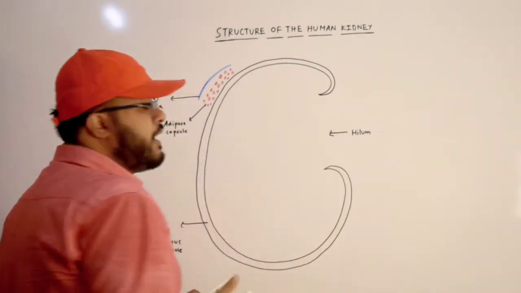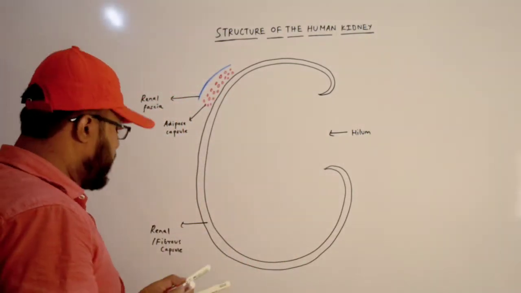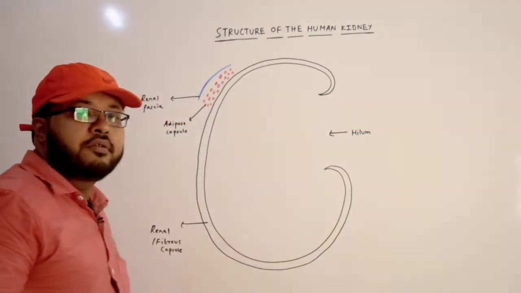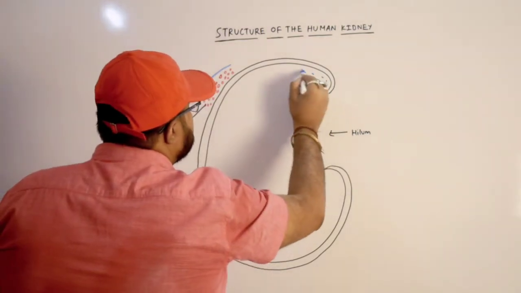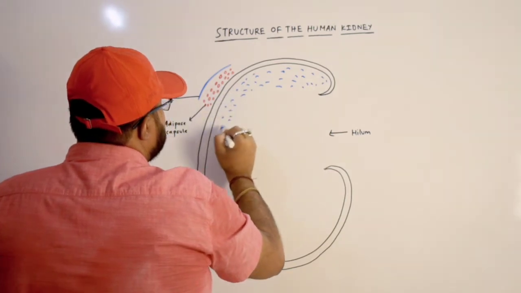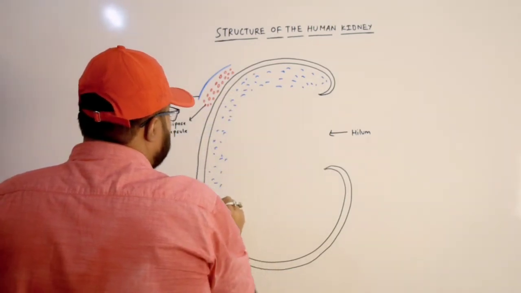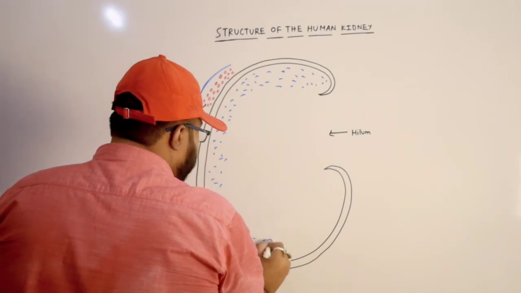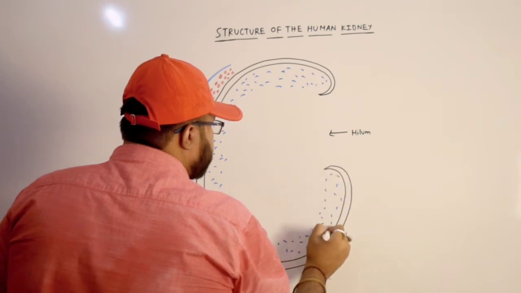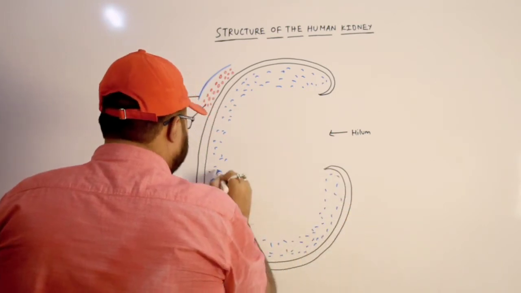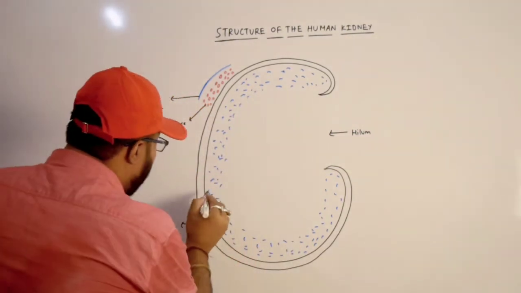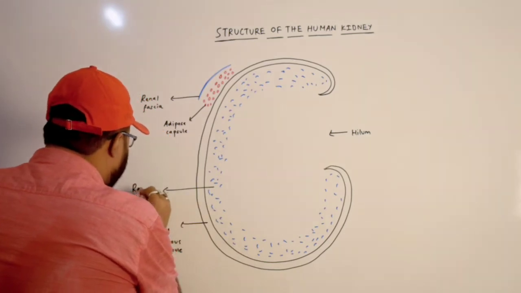Internally, the kidney is differentiated into two parts. The outer peripheral part is called the renal cortex. So this is the renal cortex. The term renal refers to kidney.